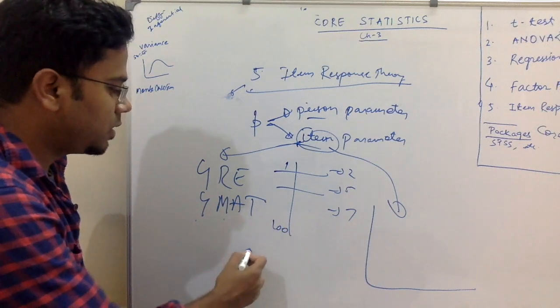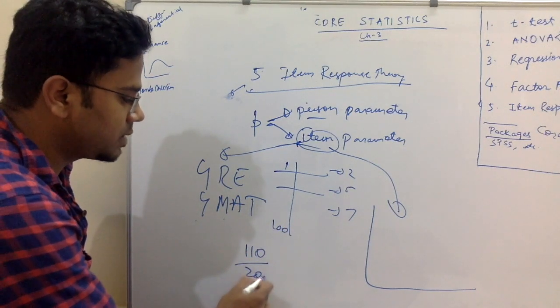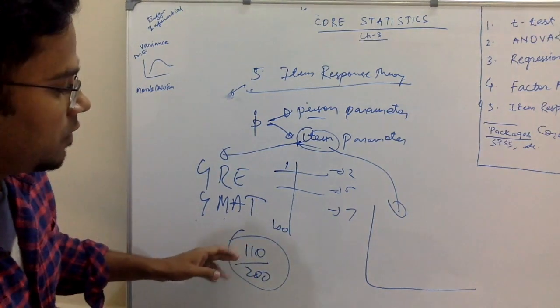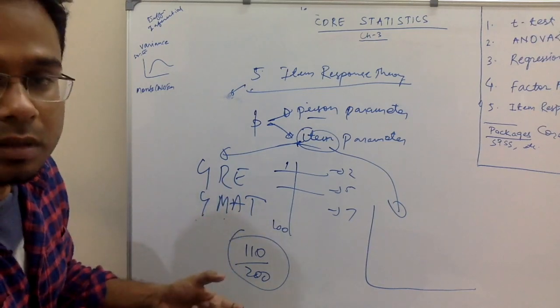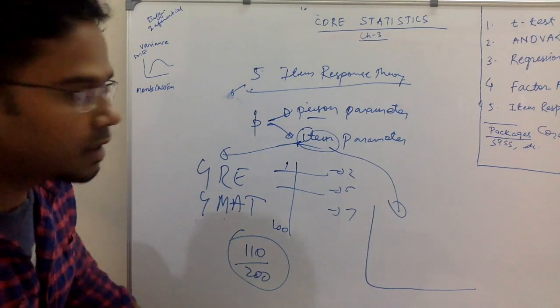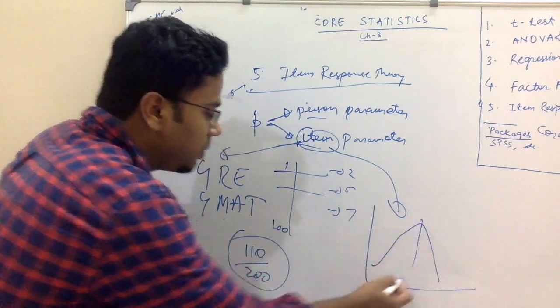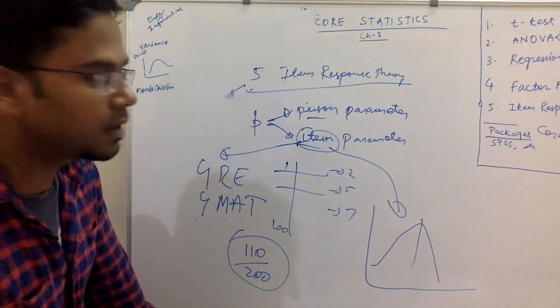So let's say someone scored 110 out of 200 in the test. Now you see how many of them, so for each question, how many people have given it correctly. This is done before the actual test, on a sample population, just to check, right?